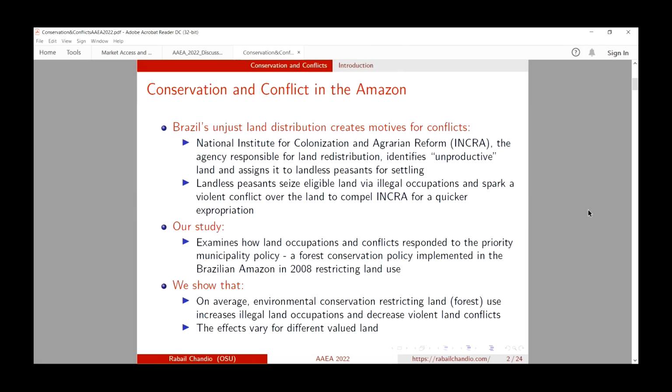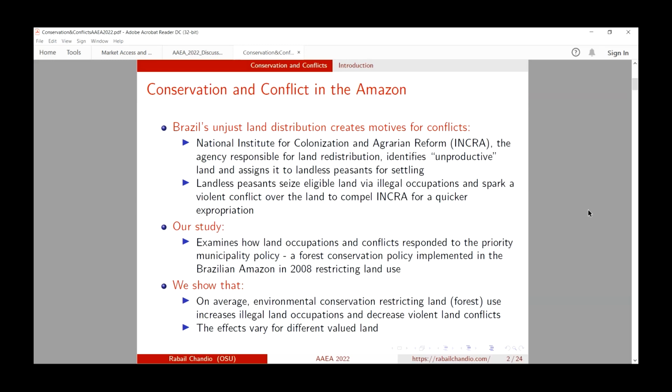The agency responsible for doing this is the National Institute for Colonization and Agrarian Reform. It's called INCRA. And one of the ways they do it is they identify unproductive lands among the large landholders, and then they reassign or expropriate it to landless peasants who are expected to put it to productive use and then overall benefit everybody.